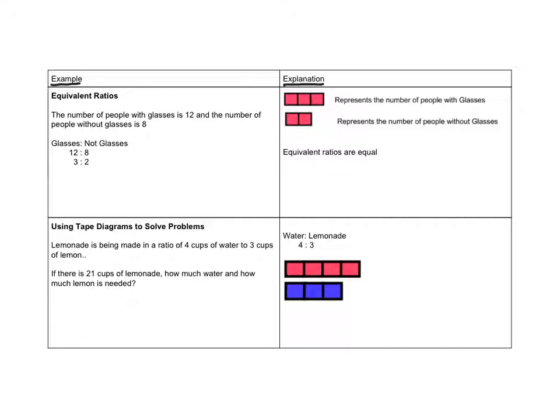And we're going to start with a simple example. And so our example is comparing the number of people with glasses. And we know that that's 12 people. And we're comparing it to the number of people without glasses, which is 8. And the first thing we're looking at is ratio notation. That means the way that we write ratios as a mathematician. So I have glasses to no glasses, and I have 12 to 8.